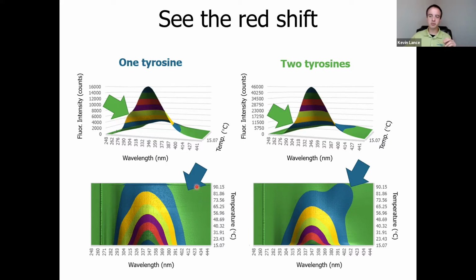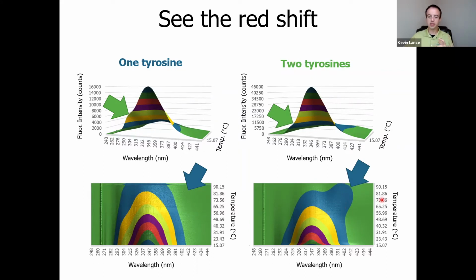But by graphing the data this way, if we look at a contour plot, we can understand that that redshift actually appears to be a distinct behavior that isn't a smooth transition from the previous fluorescence peak of the protein. That's shown by the blue arrow here, where with 2 tyrosines we have this additional blob, we can call it, but that's absent in the 1 tyrosine protein. So that tells us there's probably something unusual going on with this protein starting at higher temperatures.